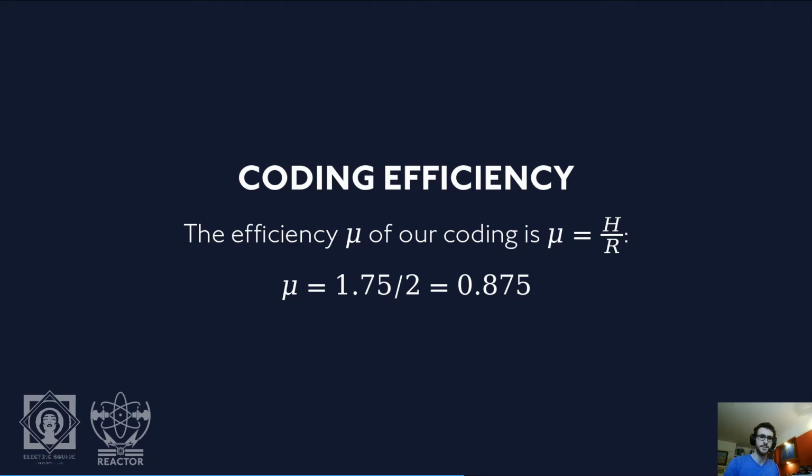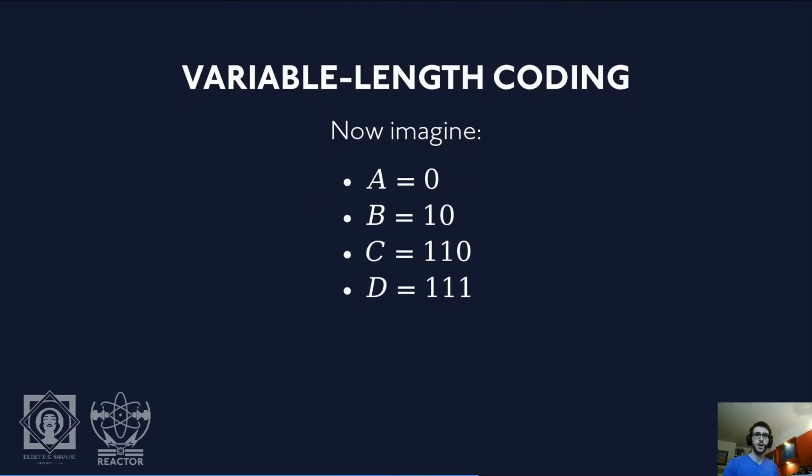So how would you do this? I'm just going to Blue Peter this and provide the solution from on high. Now imagine a different coding system where instead of having a fixed number of bits per letter, we use a variable coding scheme where A is going to be 0, B is going to be 1 0, C is going to be 1 1 0, and D is going to be 1 1 1.